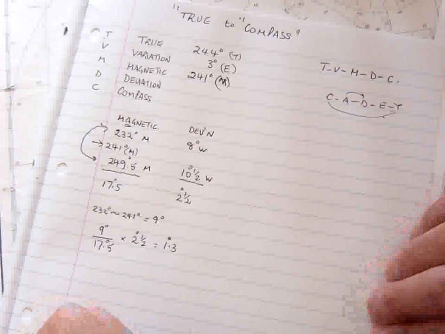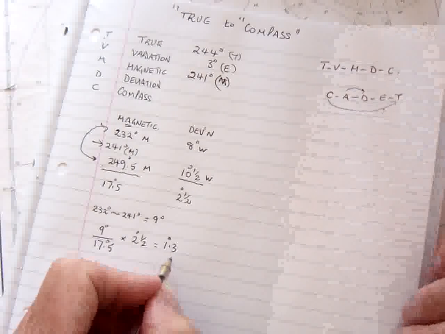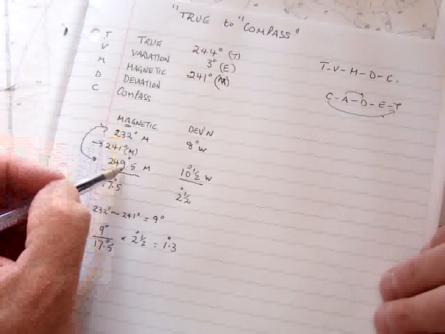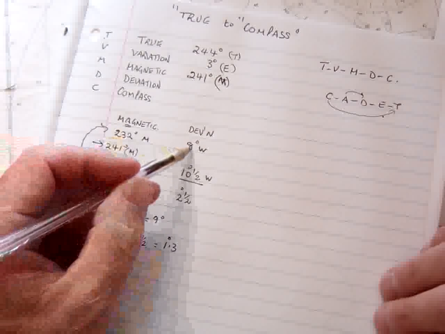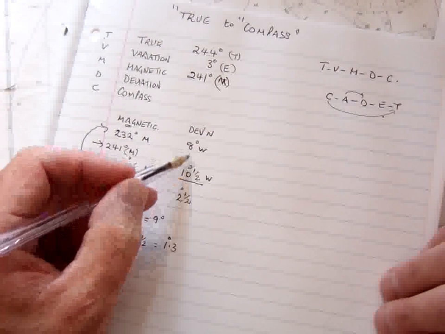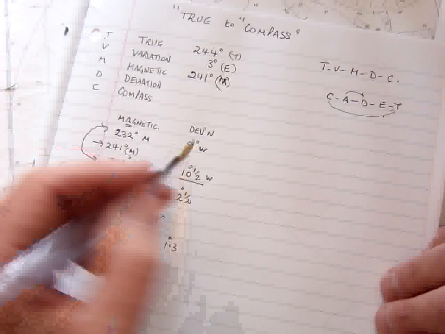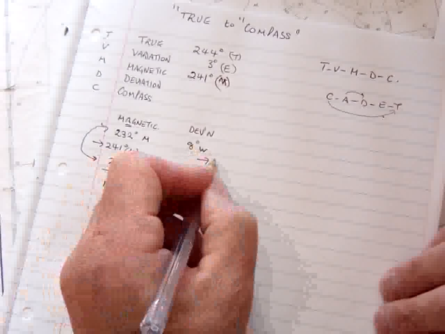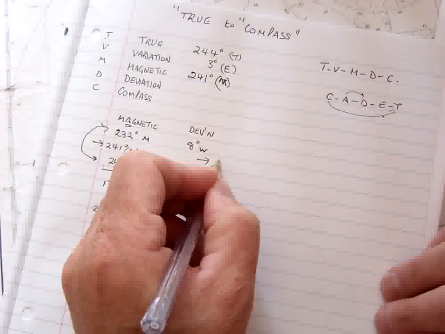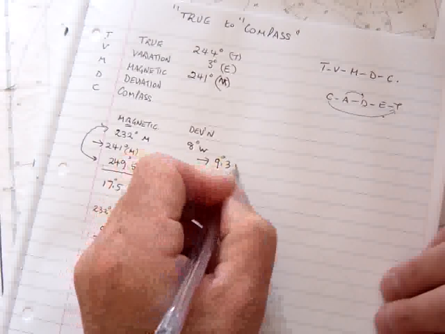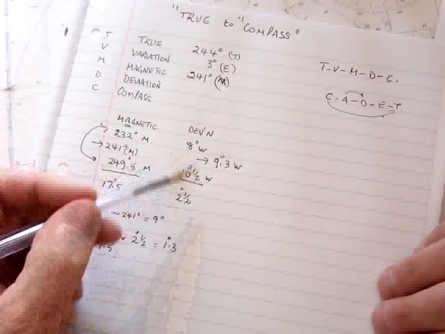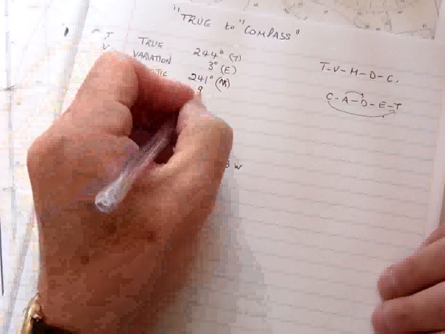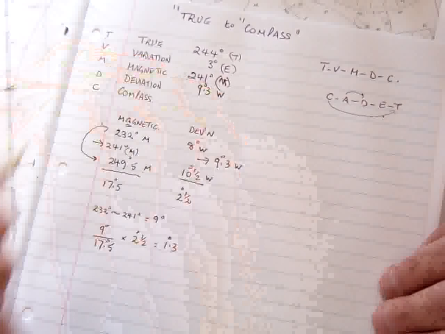So if we apply this value of 1.3 degrees to the deviation, we are going from 232 towards 249.5. So we're going from 8 degrees towards 10.5. So it would follow that we must add that value. This 1.3 degrees we must add to 8 degrees. So that will give us a deviation of 9.3 degrees west, because 8 plus 1.3 is 9.3 degrees west. So we can write there 9.3 degrees west is our deviation.